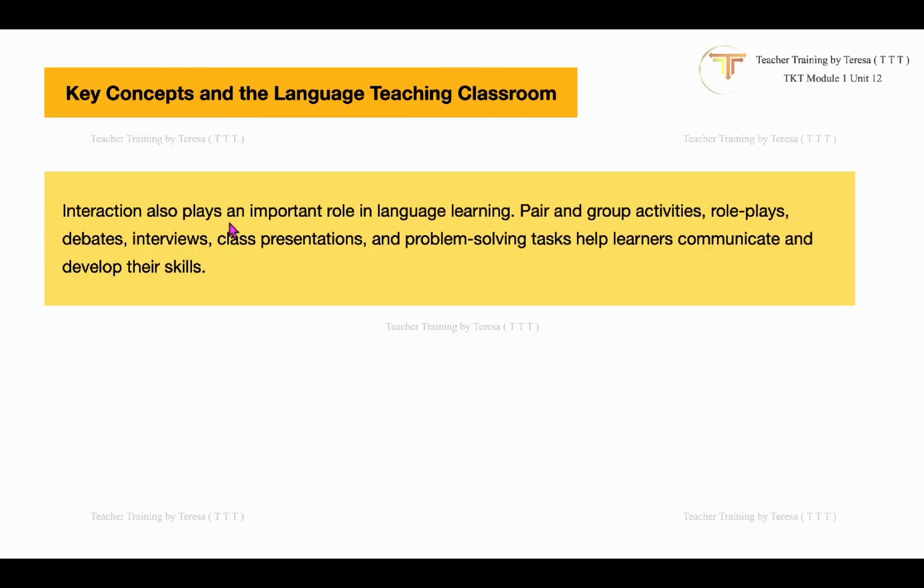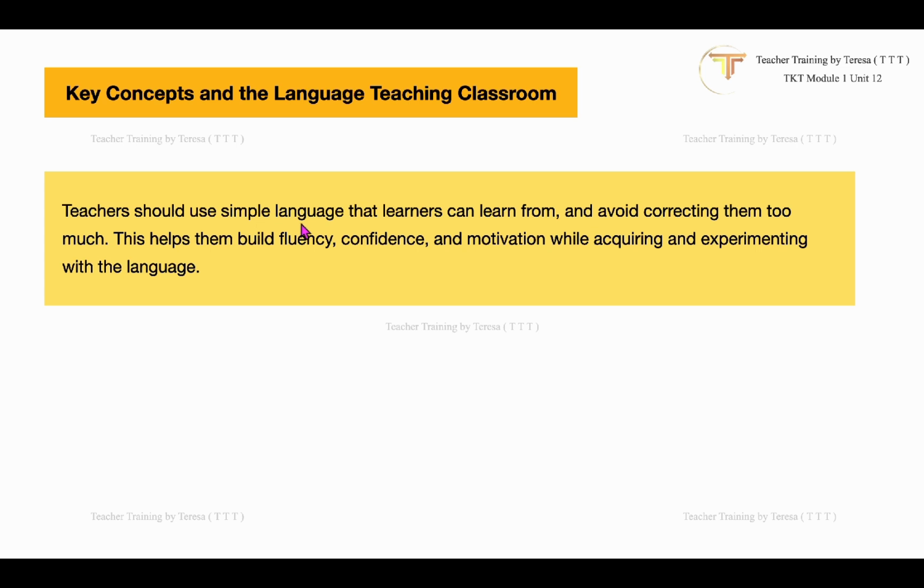Interaction also plays an important role in language learning. Pair and group activities, role plays, debates, interviews, class presentations, and problem-solving tasks help learners communicate and develop their skills. Teachers should use simple language that learners can learn from, and avoid correcting them too much. This helps them build fluency, confidence, and motivation, while acquiring and experimenting with the language.